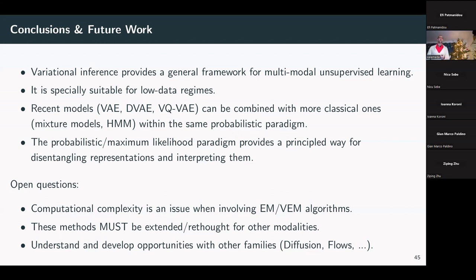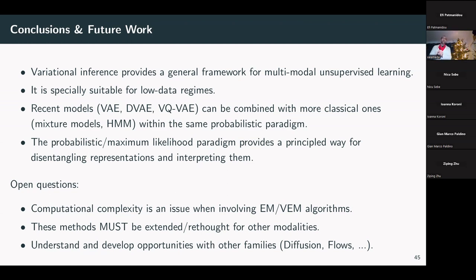So as conclusions and future work, I would really like to send this message: don't be afraid of these probabilistic models. They really provide you interpretability in different ways, in terms of disentanglement, but also in terms of learning, comparing the results, the formulas that you obtain with standard techniques. It also gives you the opportunity to mix recent models, VQVAE, even diffusion models, with more classical ones in the same probabilistic paradigm. That's super interesting. And it is exactly this maximum likelihood paradigm that provides this principled way of learning, inference, disentanglement, representation, and actually interpreting those representations.